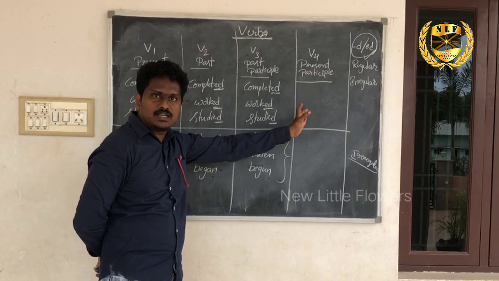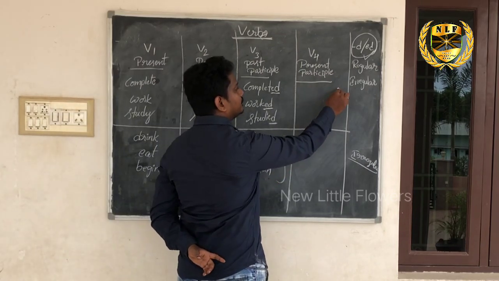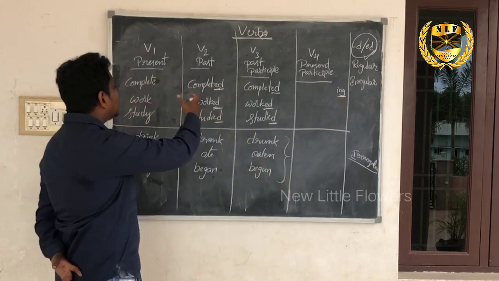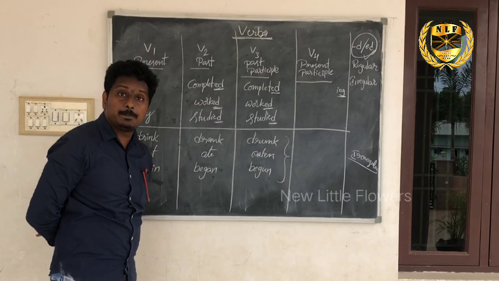There are 4 types of verbs: V1, V2, V3 and V4. We'll discuss V4, what is V4 right now. If you just add ing form to its V1 form, it will become V4. That is called present participle.